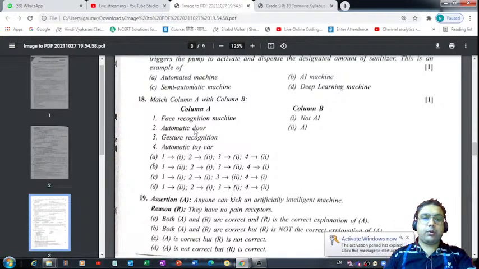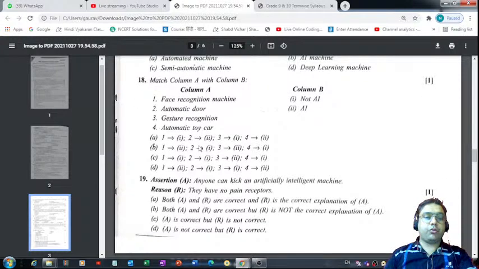Is an automatic door an AI or not? It's not an AI. So gesture recognition, is it an AI or not? Yes, we use it in Facebook, right? So yes, it's an AI. An automatic toy car is not an AI. So the series goes like this: second, first, second, first, second, first, second, first. So part B is the correct answer of this question number 18.